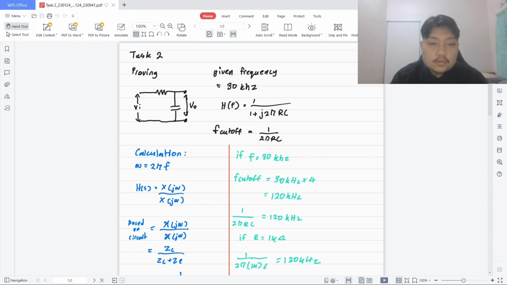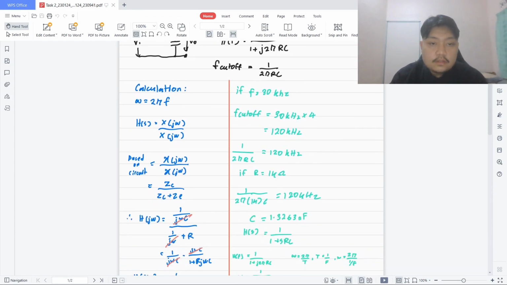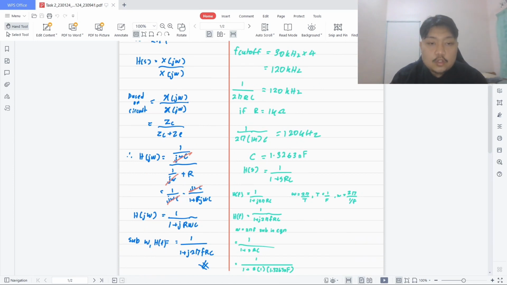Start with omega equals 2πf. Then the transfer function is Y(jω) over X(jω). Based on the circuit given, it is Y(jω) over X(jω), so we can convert it to ZC over ZC plus ZR. Then we go back to H(jω). So it is equal to 1 over jωC over 1 over jωC plus R. Then we cancel out, and we cancel the jωC, and we get H(jω) as 1 over 1 plus jRωC.